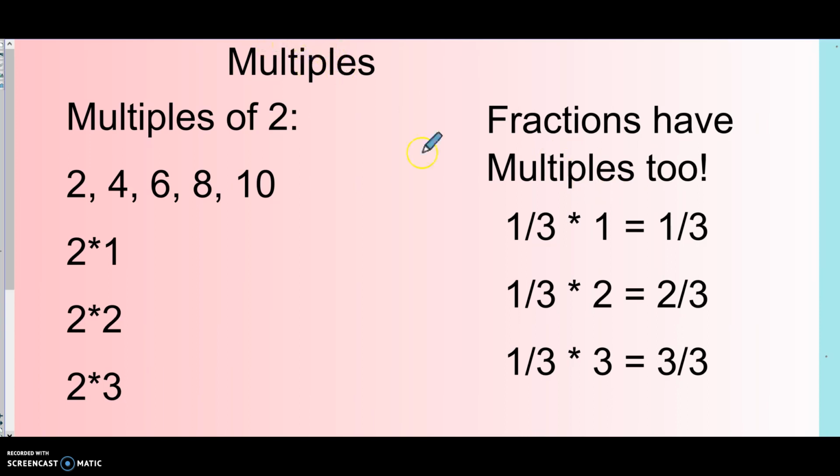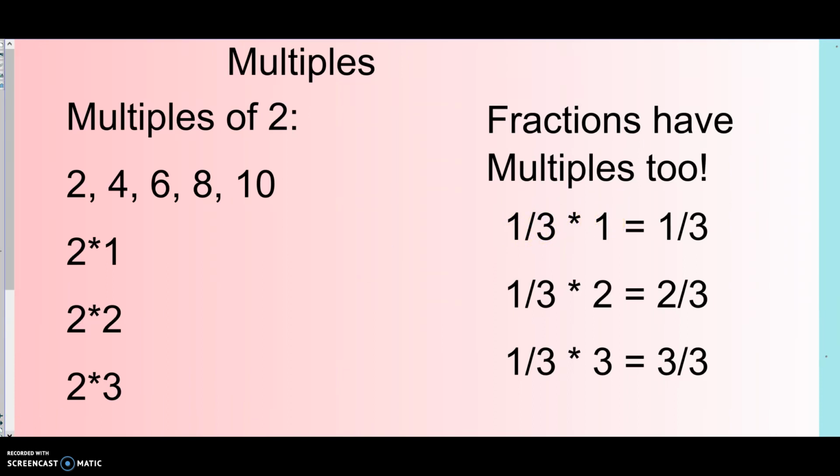1/3 times 1 equals 1/3. 1/3 times 2 equals 2/3. This is the second multiple of 1/3. 1/3 times 3 equals 3/3. This is the third multiple of 1/3. It is the product of multiplying this fraction by a whole number.